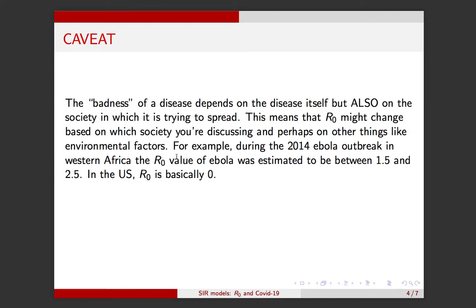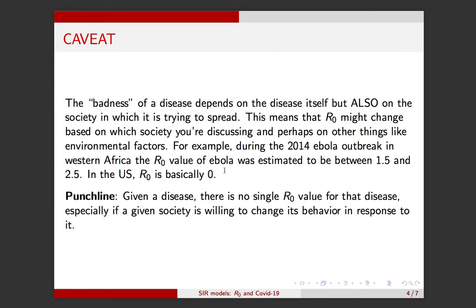The reason Ebola was so bad in this outbreak is that the societies in which it was bad did not change their behavior until late in the epidemic. And their behavior was things like, I think, their burial rituals. Their burial rituals involved a lot of contact with the dead, and that's how the disease was spreading. So if that's what your burial rituals are like, then R0 is going to be higher for you. Whereas in the U.S., right, we're not handling the dead. I don't handle my dead father or whatever. Okay, so a punchline: given a disease, there's no single R0 value for that disease, especially if a given society is willing to change its behavior.